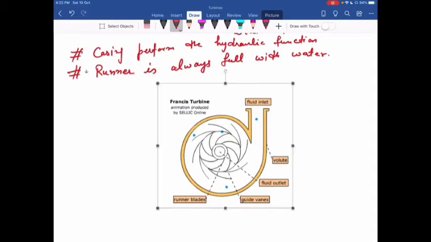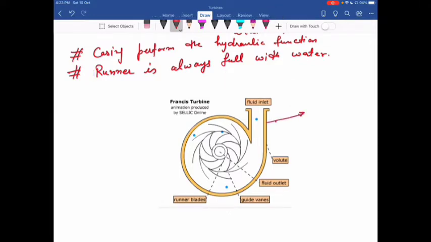This is one of the basic diagrams for the Francis turbine. Now here in this diagram you can see this part of the casing is connected to the penstock. So this is my casing. Water enters from here. First water goes to these vanes. These vanes are called the guide vanes.